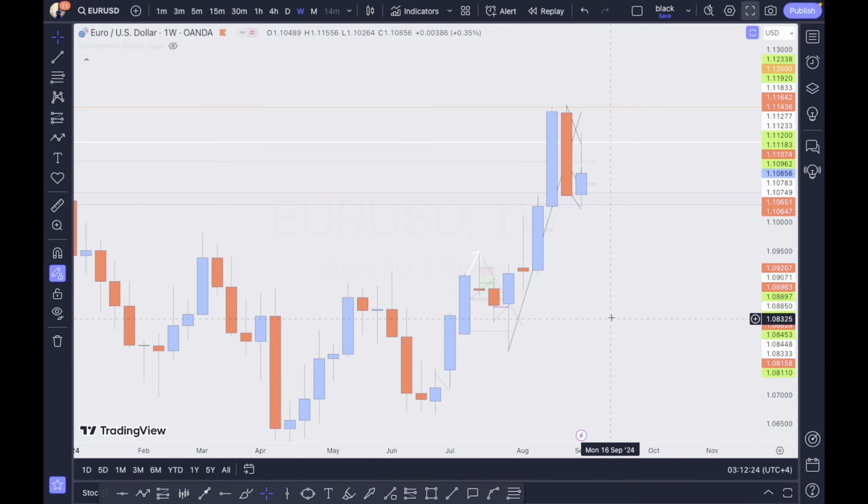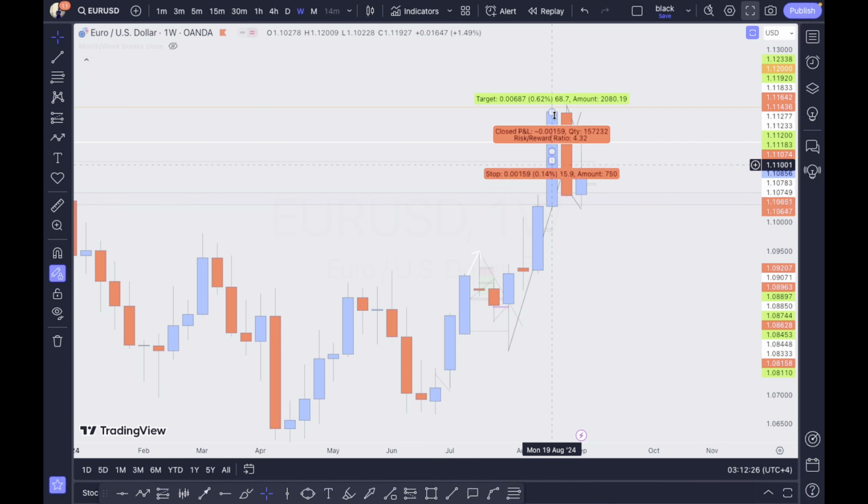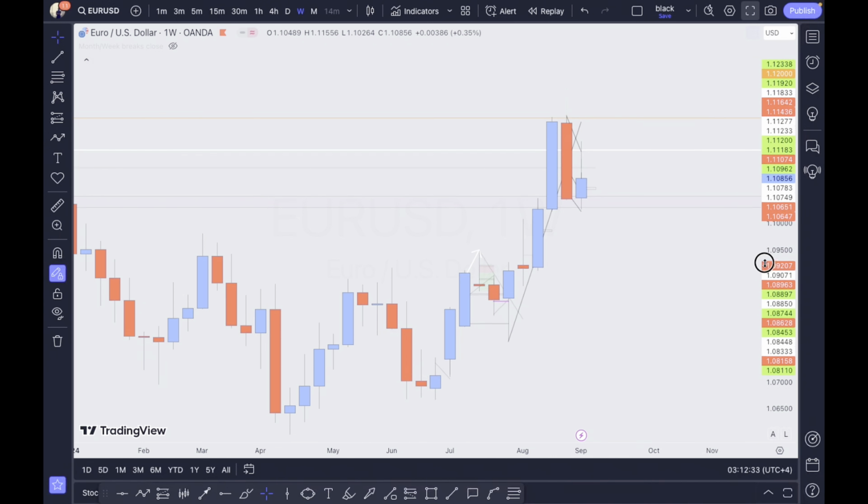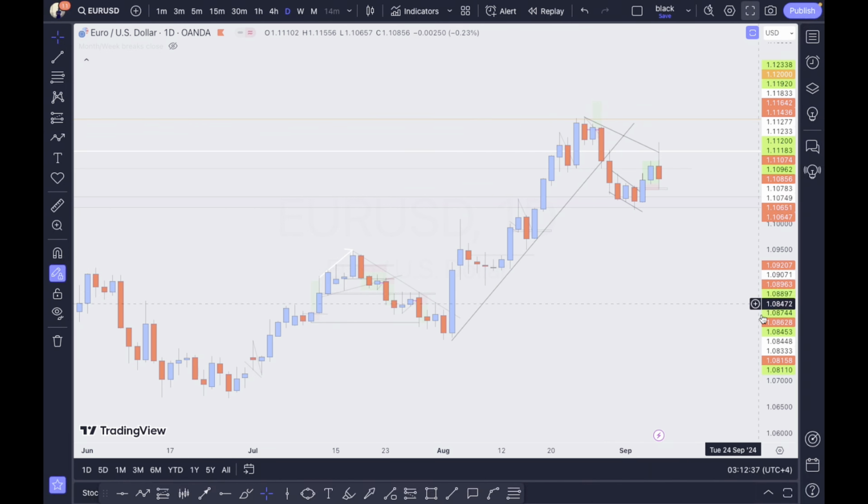On the weekly, you could see a strong bullish candle right here, another bullish candle. So this was just probably a pullback and then continuation. So this was what I was looking at on the weekly. Let's go to the daily time frame as well, right?